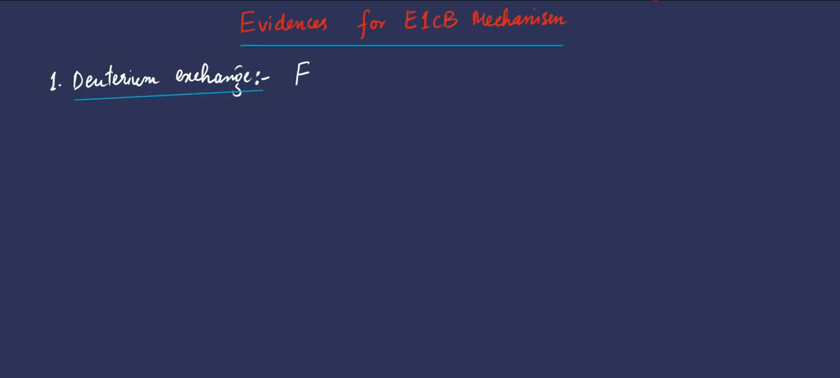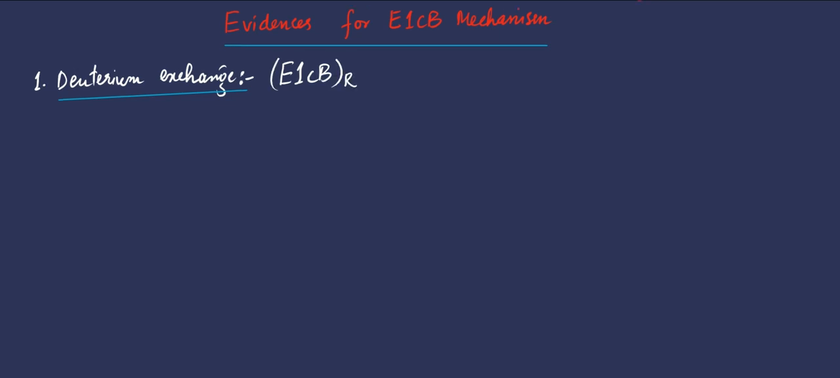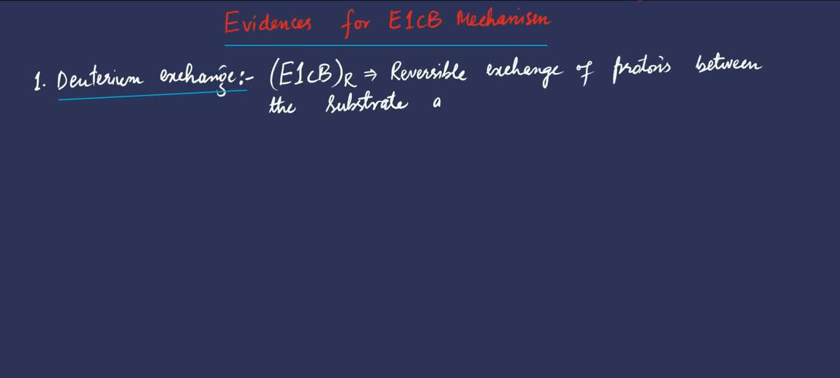We will now discuss some evidences for E1cB mechanism and determine E1cB versus E2. The first is deuterium exchange. The first step of the E1cB reversible mechanism involves a reversible exchange of proton between the substrate and the base. In that case, if deuterium is present in the base, recovered starting material should contain deuterium. This was found to be the case in the following reaction.